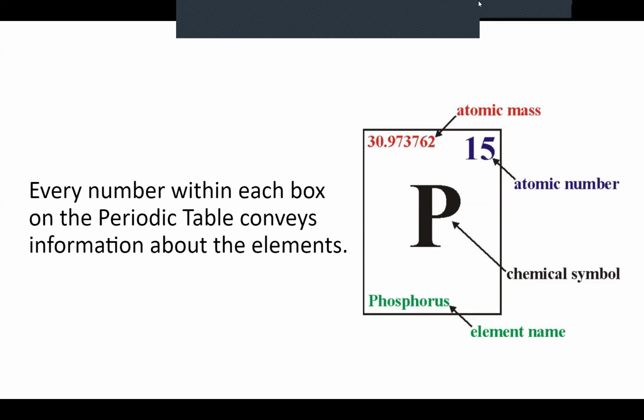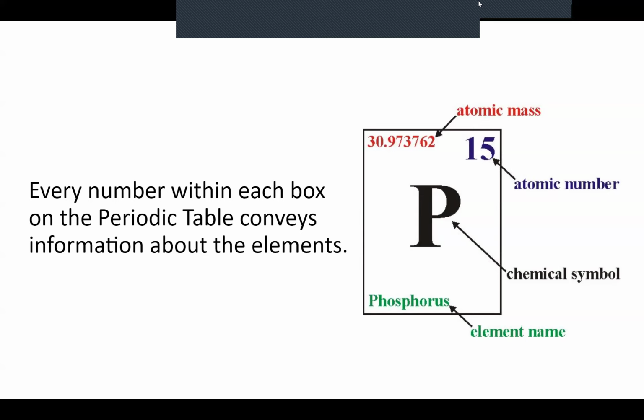Here's the box from one type of periodic table for phosphorus. It's got a lot of numbers in there. The chemical symbol for phosphorus is a P. Most importantly, typically it's the bigger number in the box that is the atomic number, and it's always a whole number. It's always one of the counting numbers, 1 through 118.